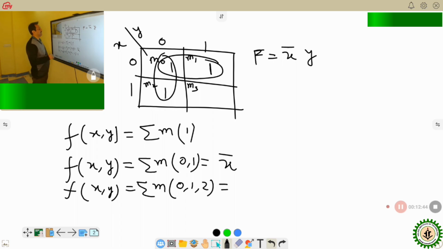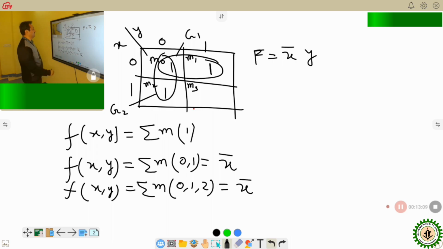So in that particular case, how many groups will be there? So this is one group. Suppose this is group 1, and this will be group 2. Now if I consider group 1, the only unchanged variable is x, and what is the value of x? x is equal to 0. So that is why this will be x bar.